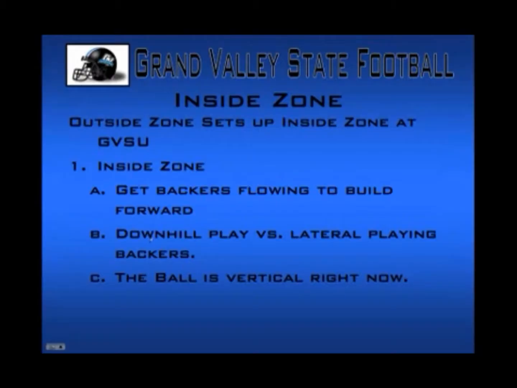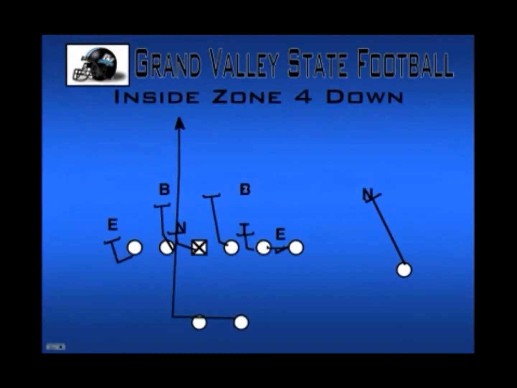So conversely, if you're playing inside zone, the hardest teams to play are when those backers are running, in this picture right here, where they're running downhill. Because now you can't spend as much time on these two double teams. Somebody has to come off, and this is all happening at the line of scrimmage.